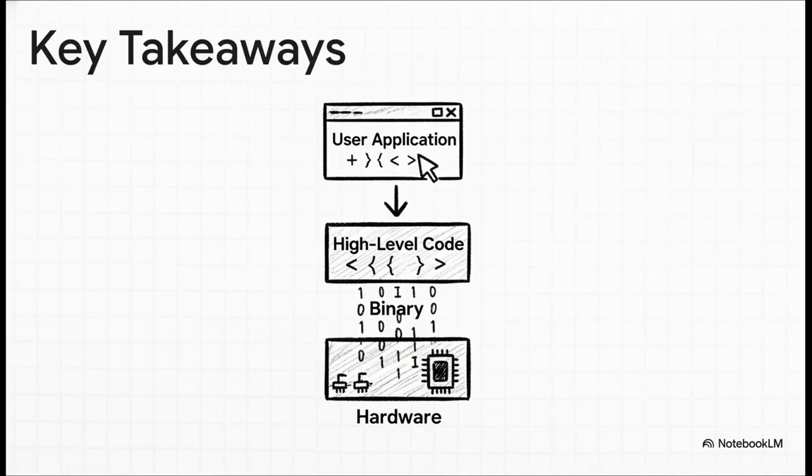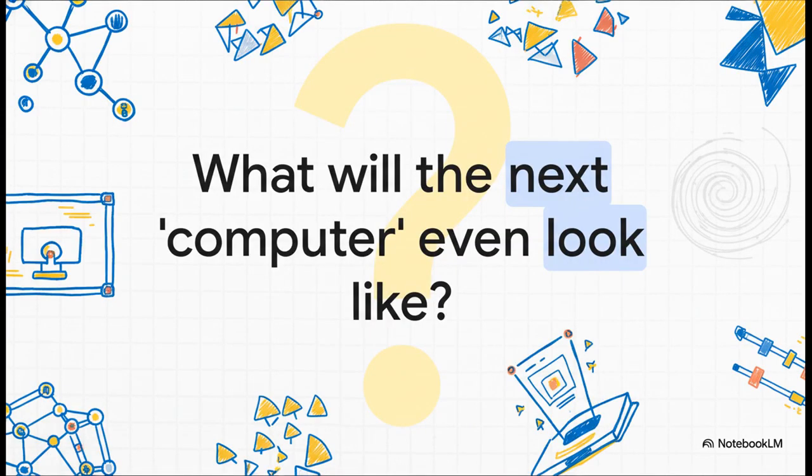So when you boil it all down, modern computing is a system of layers, from physical hardware up to abstract code. And this evolution is moving faster than ever. As these parts get smaller and smarter, what do you think is next?